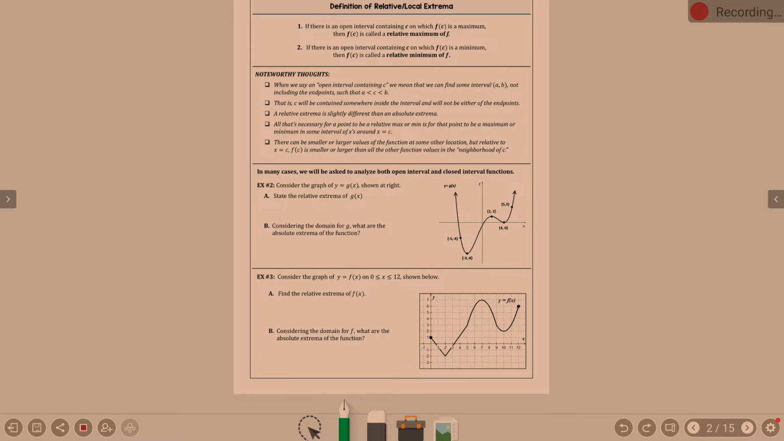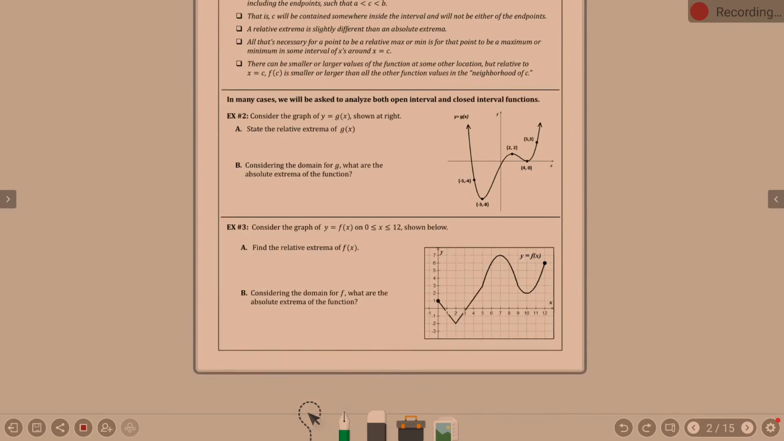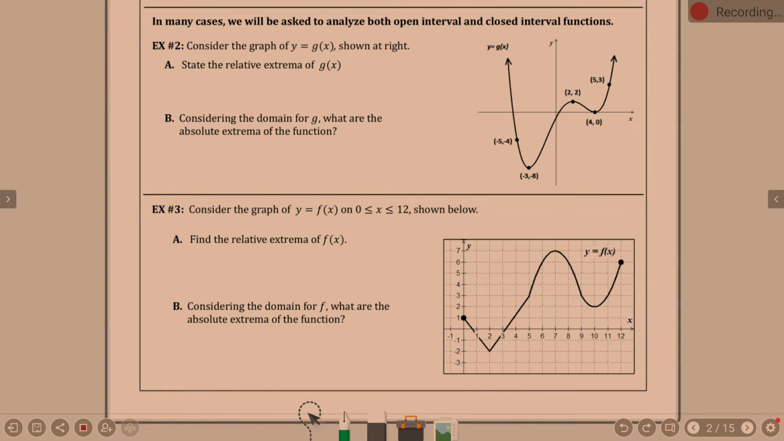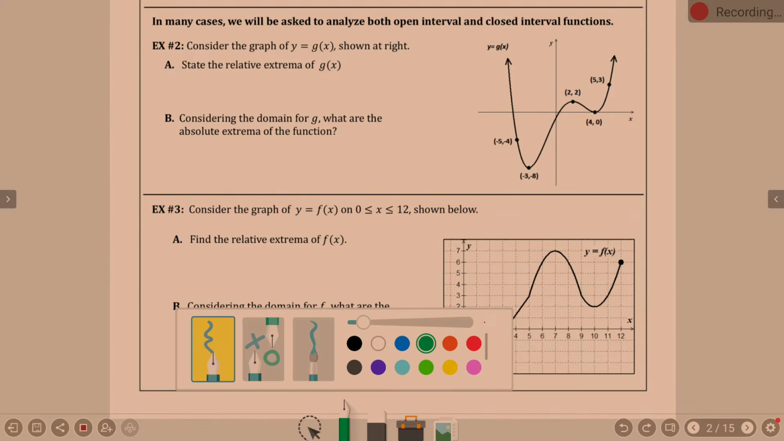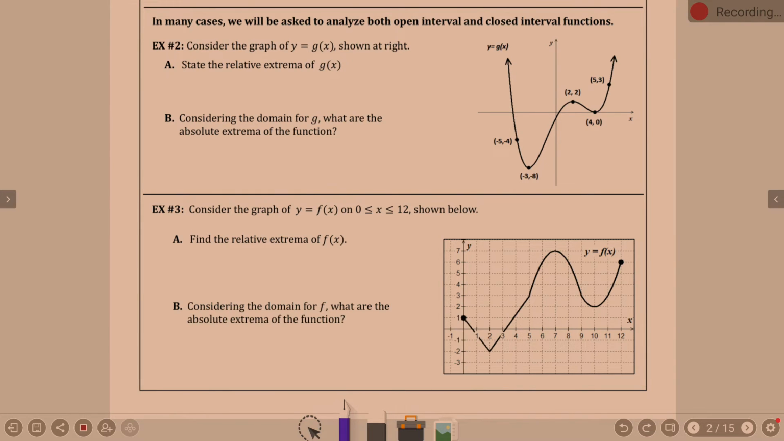Okay? Now, in many cases, we'll be asked to analyze both open interval and closed interval functions. So look at example 2 here. I think I'm going to make this a little bit bigger, so I'm not squeezing it in quite as much. Consider the graph of g of x shown at right. State the relative extrema of g of x. And then considering the domain for g, what are the absolute extrema of the function? Okay, what are your thoughts?